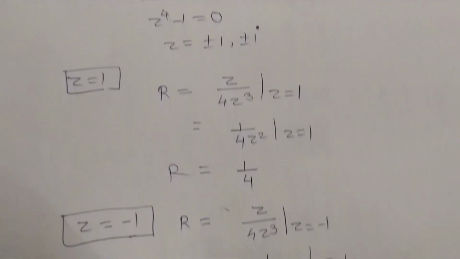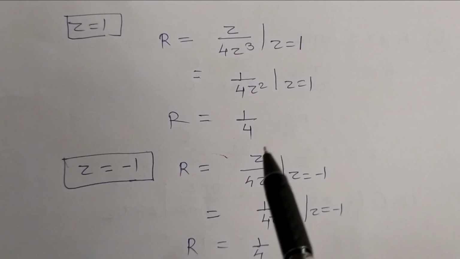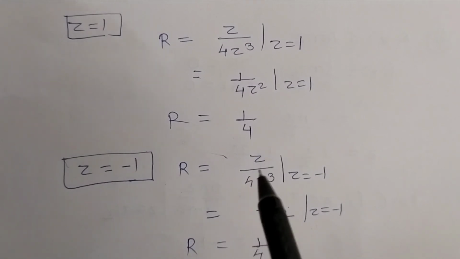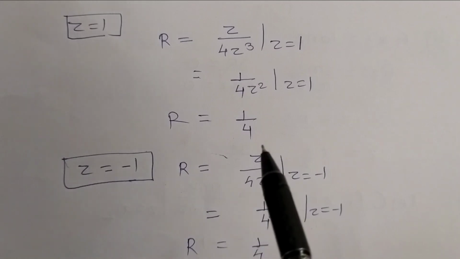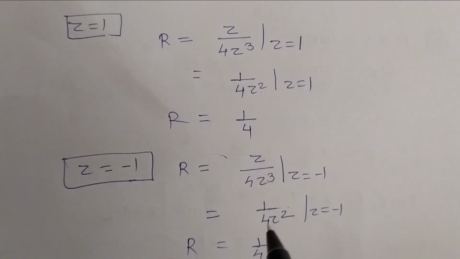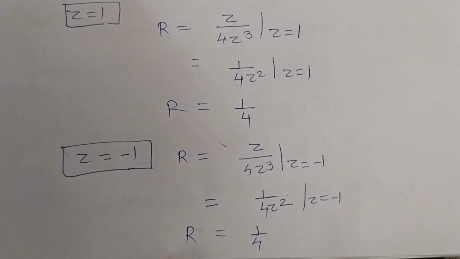And when z is equal to minus 1, the differentiation of the denominator is 4z cube, and this becomes 1 upon 4z square. So z is equal to minus 1, put this value, and the residue is 1 by 4.